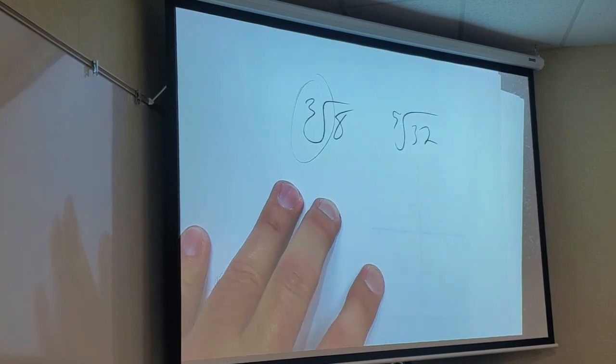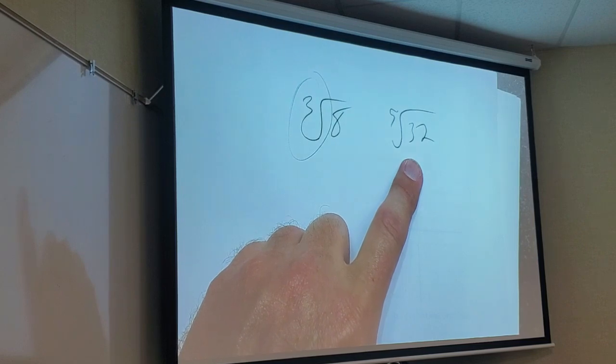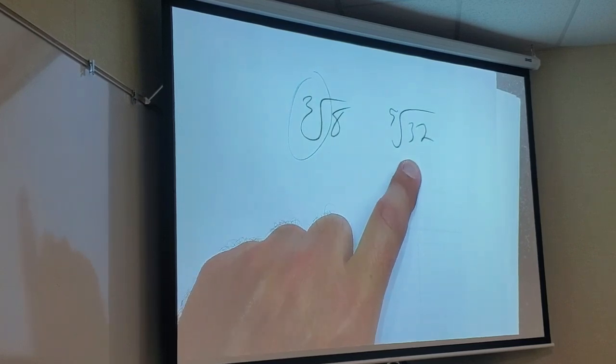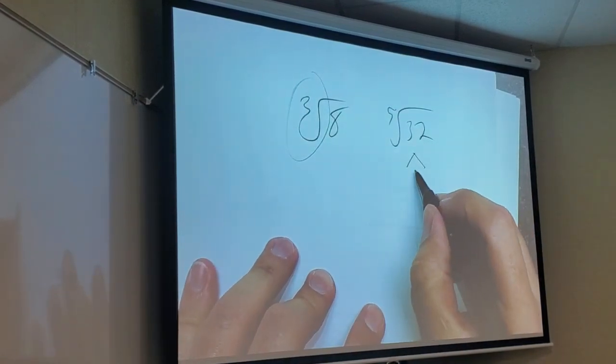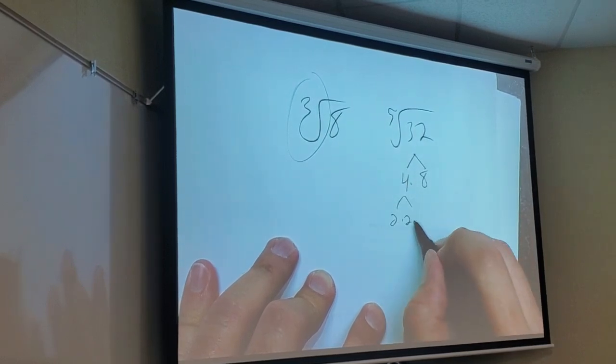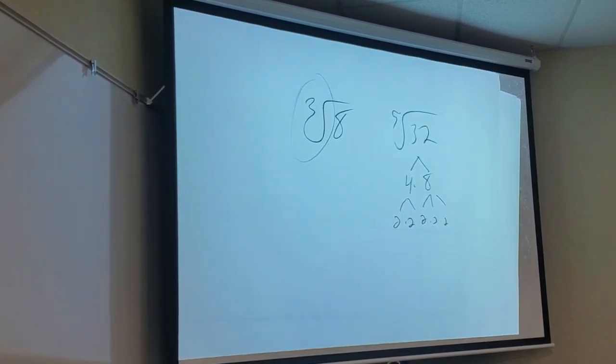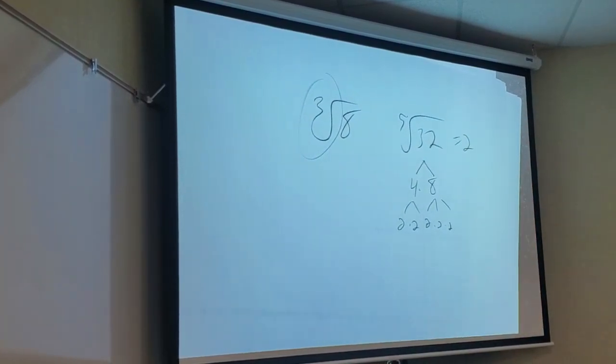What does it take 5 of to multiply to 32, right? A way to solve it is to break this up: 4 times 8, 2 times 2, 2 times 2 times 2. Do you see the answer? What's the answer? 2. It takes 5 2's multiplied to get 32.